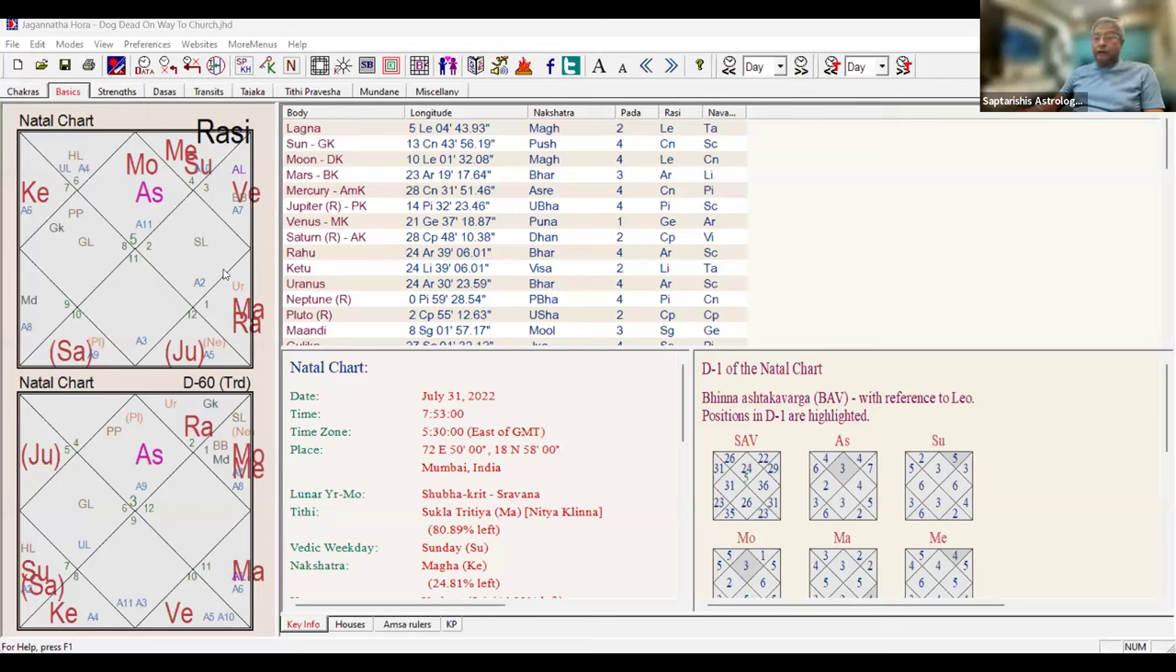Now, the first thing, write down rule number one. It does not work every time. Okay. Observe, last time I said to you, observe Lagna. So the Lagna is Leo. Leo should tell you everything.